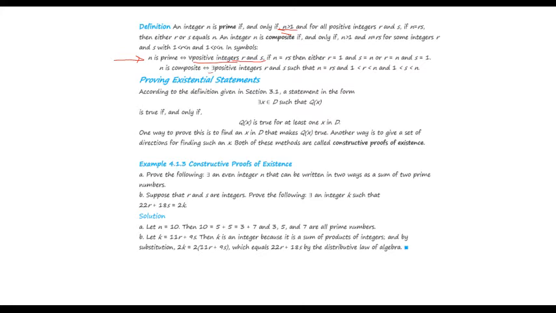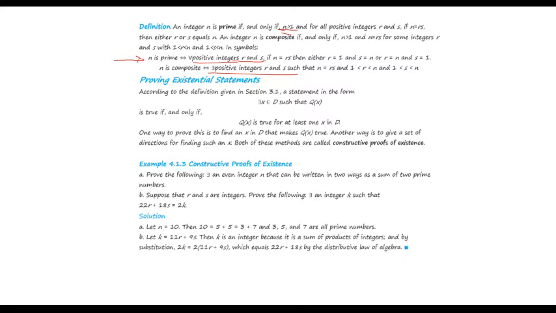And n is composite if and only if we have an existential statement for the definition of a composite integer. We say there should exist some positive integer r and some positive integer s, such that n is equal to r times s, and r and s are both between 1 and n.